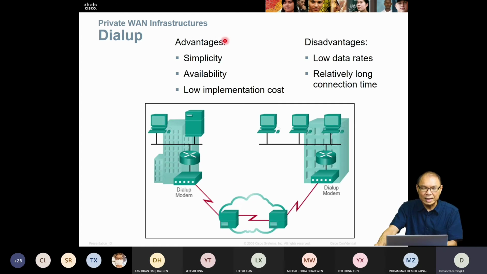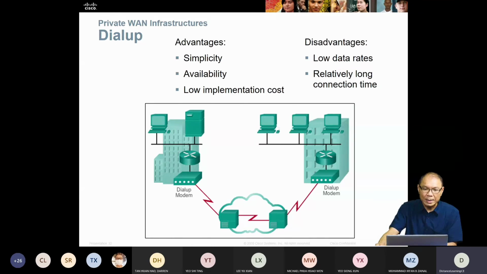The other one that you can connect with is dial-up. Dial-up is like ISDN, Integrated Services Digital Network. Again, this is an example of a private wide area network infrastructure. When you do a dial-up, it is simple, available, and low implementation cost. The disadvantage is that it is slow.